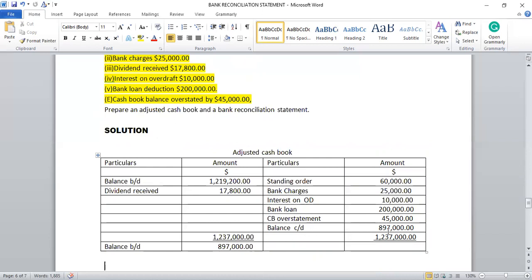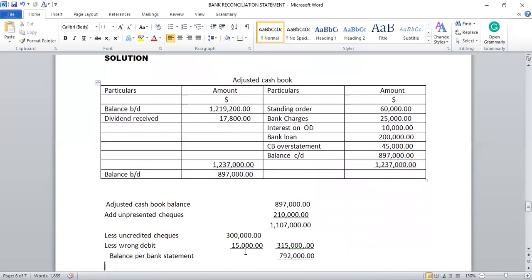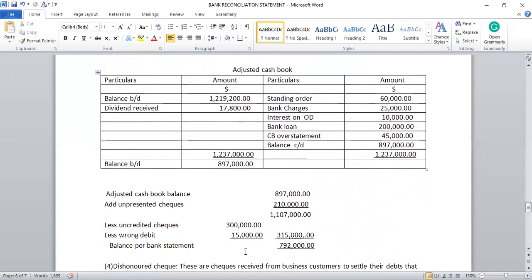Then we find the difference, which is $897,000. We bring it down here as balance brought down, $897,000. That's the new balance for the adjusted cash book. Now, once we have our new balance, we can straight away prepare our bank reconciliation statement. So this is our bank reconciliation statement. First, the adjusted cash book balance, $897,000. Then we add any unpresented checks, which is $210,000.